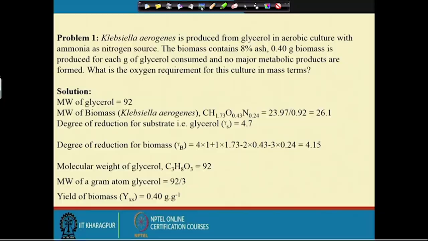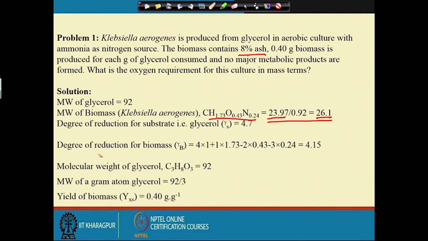Now, in this problem, if you go to the text, I hope everything will be clear. Here, this is the formula of the biomass that we have, and this is how we got the molecular weight. This is the molecular weight, but it contains 8% of S. So you divide by 0.92 to get the actual molecular weight, 26. For 100 grams, this is the total mass of the biomass that we have.